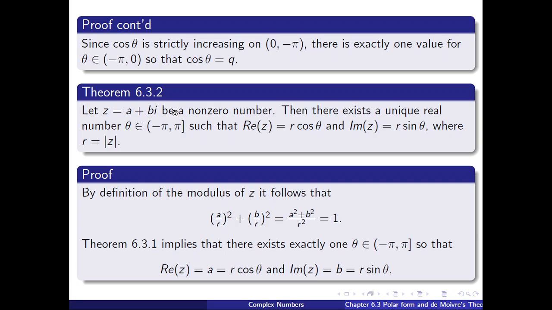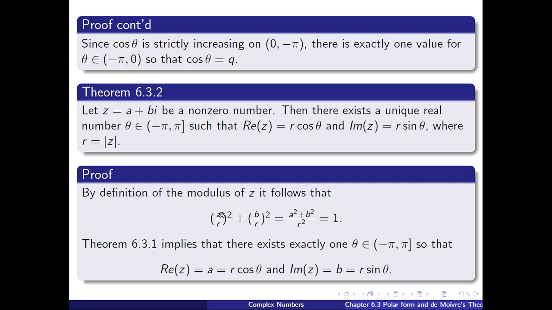And then we've got another theorem, theorem 6.3.2, and it says: let z = a + bi be a non-zero number. Then there exists a unique real number theta, between minus pi and pi, such that the real part of z is equal to r cos theta, and the imaginary part of z is equal to r sine theta, where r is equal to the modulus of z. So this is just an application of what we've just proved. But yeah, we'll have the proof now.